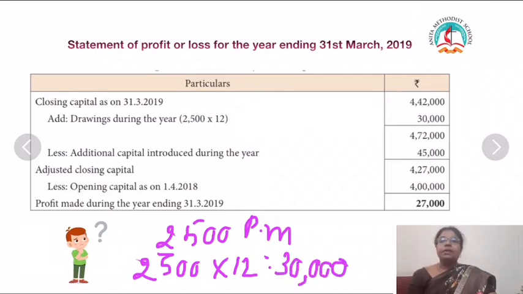4,72,000. We have to less the additional capital introduced during the year, 45,000, it's given in the problem. So that comes to 4,27,000. That is the adjusted closing capital. Less opening capital we have calculated as 4 lakhs. So profit made during the year is 27,000.